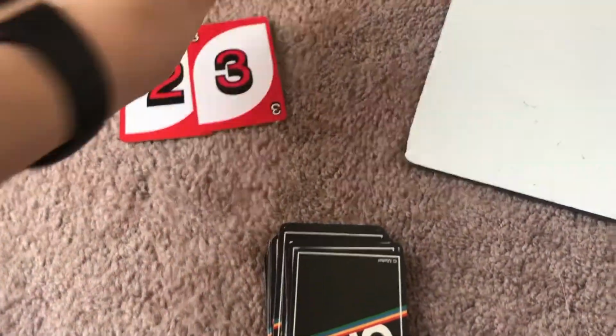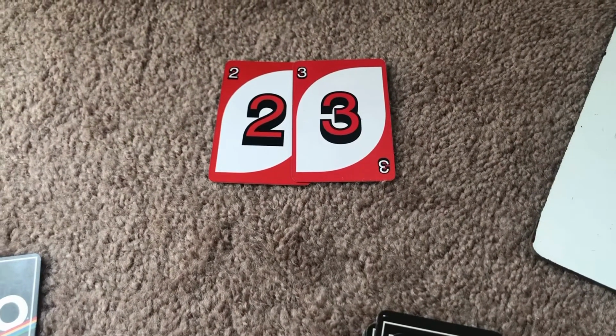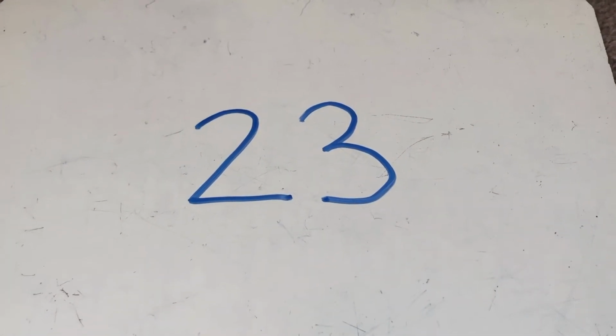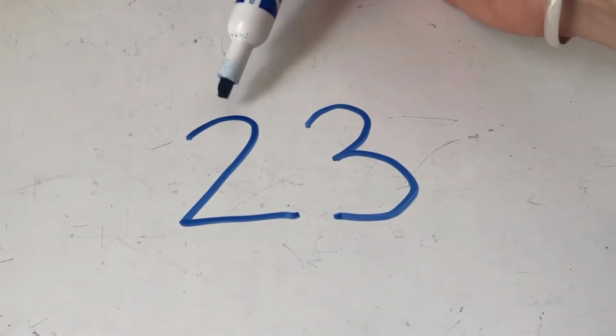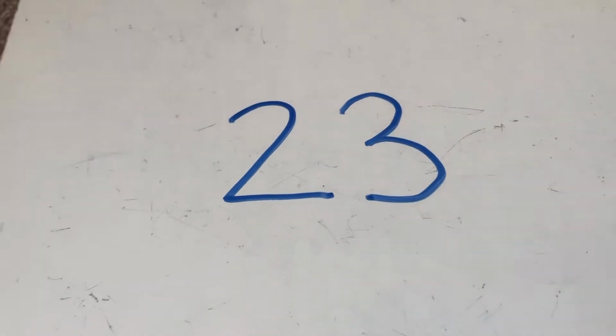Now we're going to move into some two digits. What's that number? 23. How many tens? 2 tens. How many ones? 3 ones. Good job.